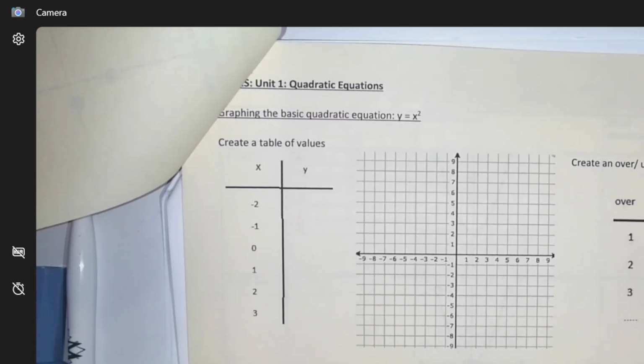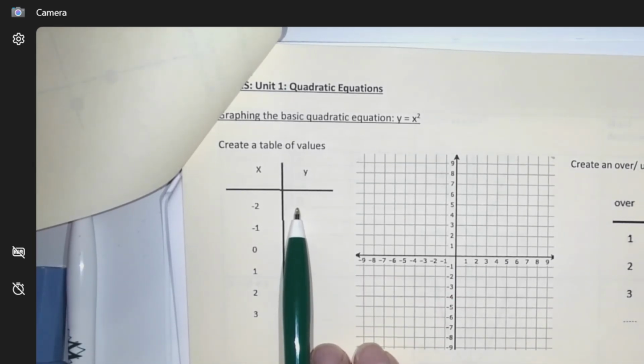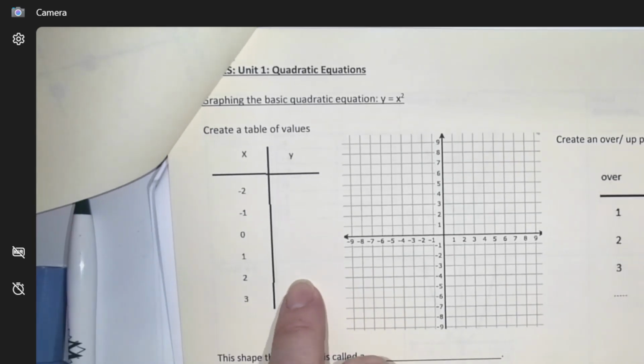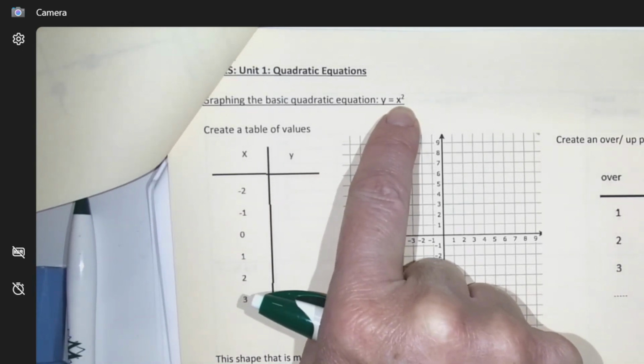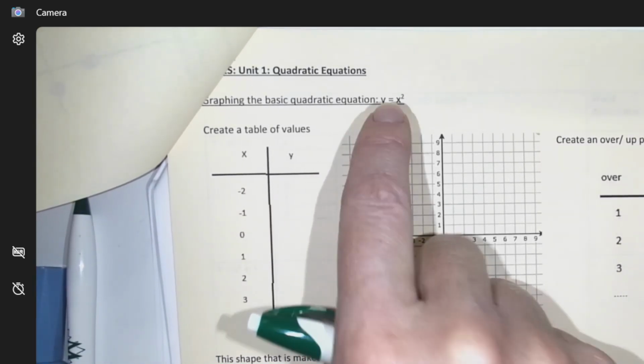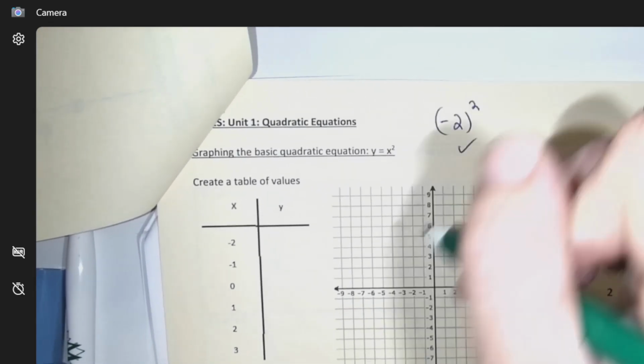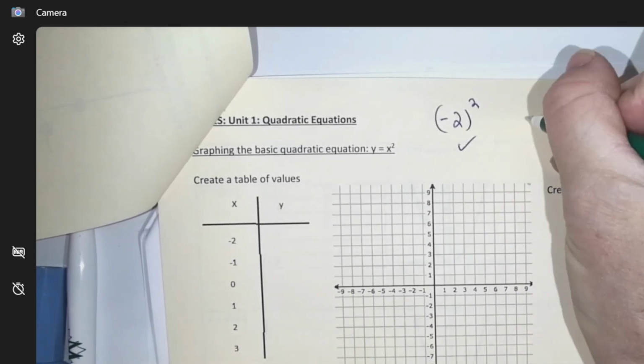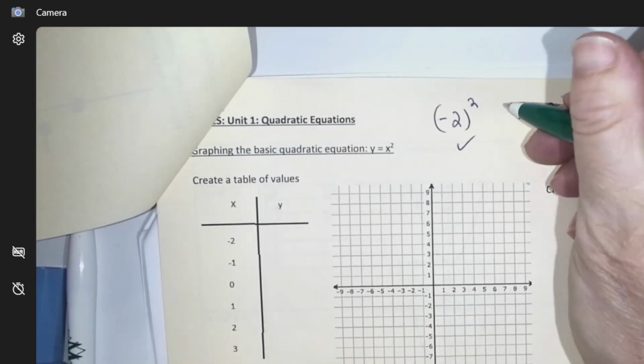Okay, so learning about quadratic equations. Let's see what happens if we just do a table of values. A table of values is anything you can do to just plug in and get some points. If I plug in the coordinate -2, can you tell me what -2 squared is? And I really want to focus in on this. I'm doing -2 squared. I am not doing this. Do you see a difference in math?